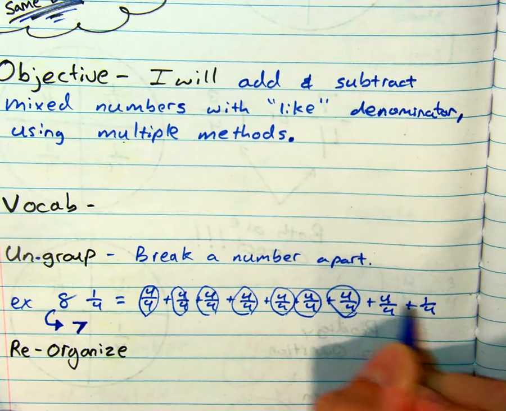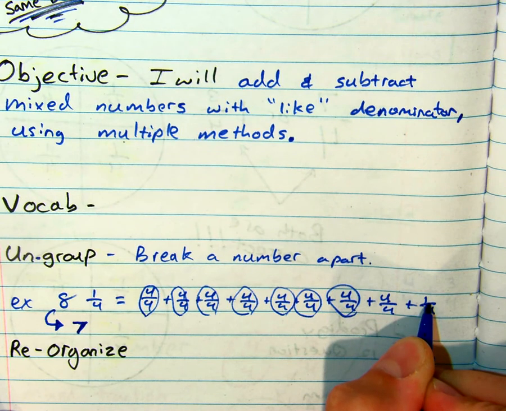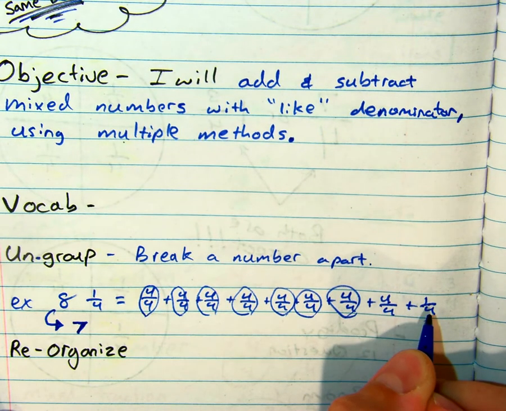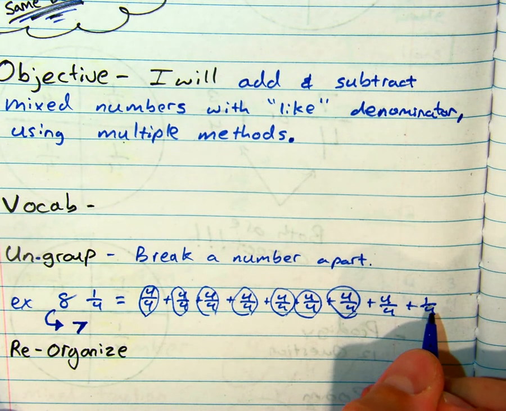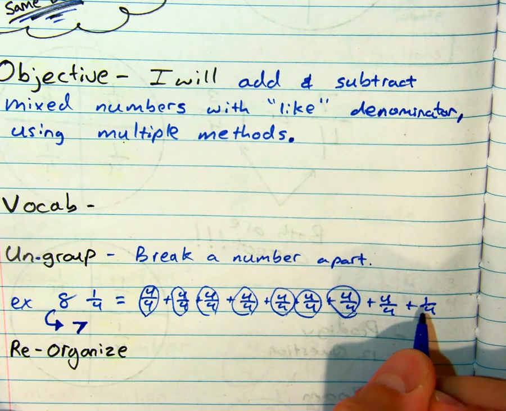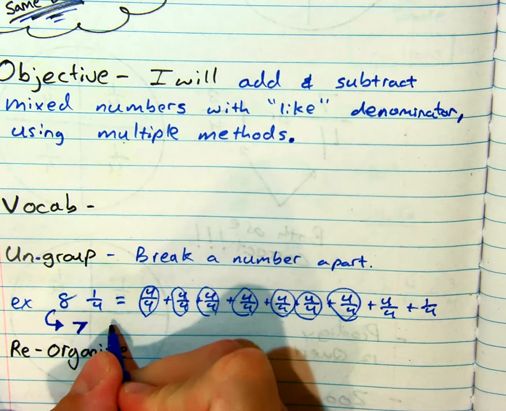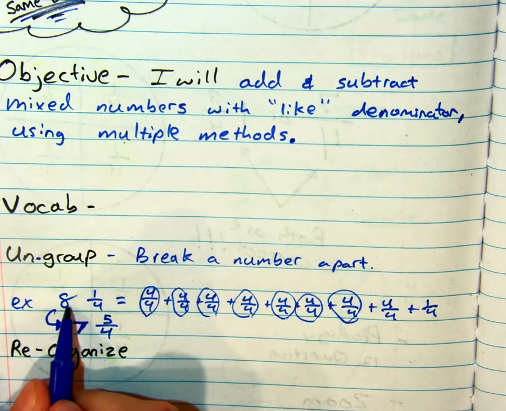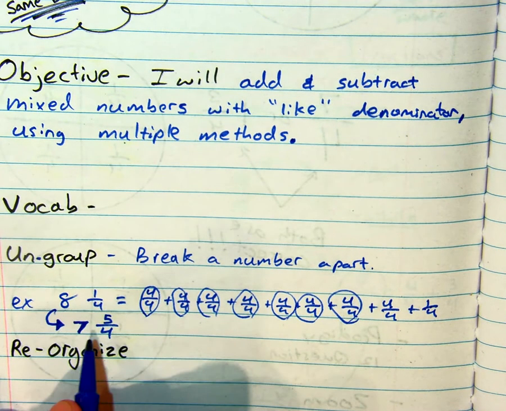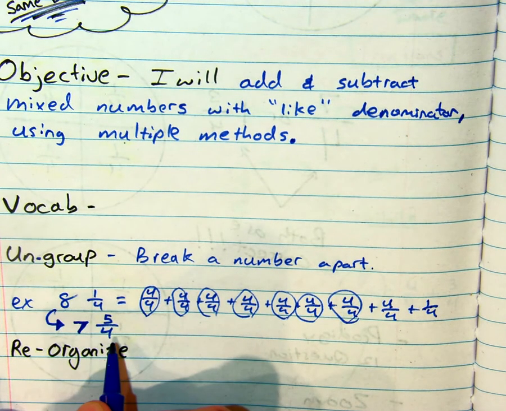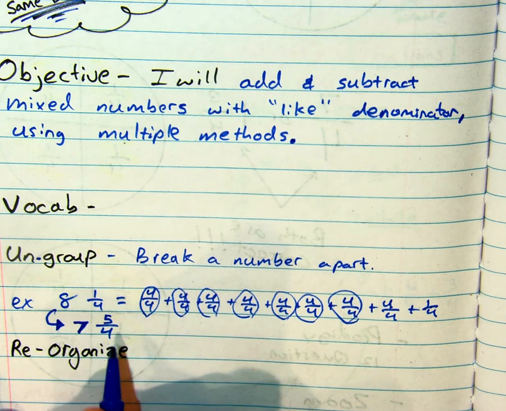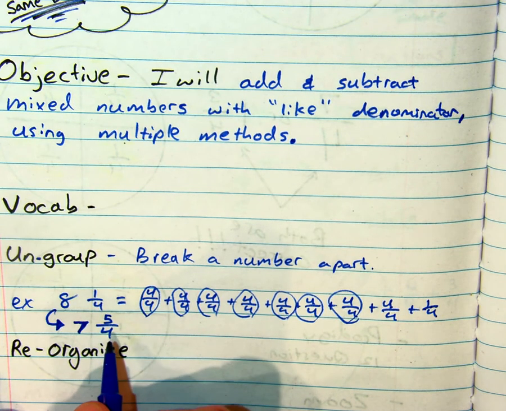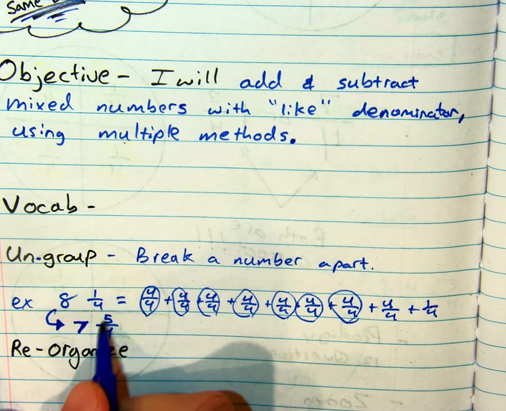And let's see, what do we have left? 4 plus 1 is, well, what has it always been? You've been doing this problem for quite a while. What's 4 plus 1? 5. Make the numerator 5, keep the denominator. So we could ungroup 8 1/4 and write it as 7 5/4. This would be really helpful when we're subtracting if we needed to borrow. We could increase the number of parts in the fraction to subtract.